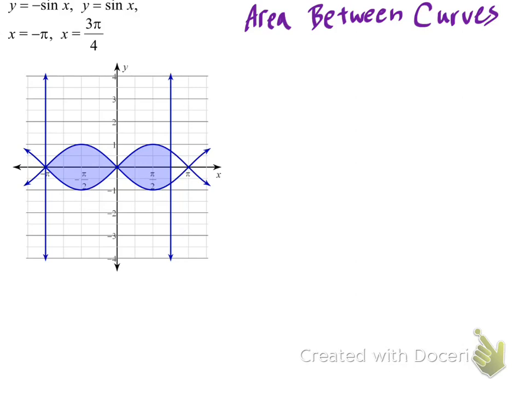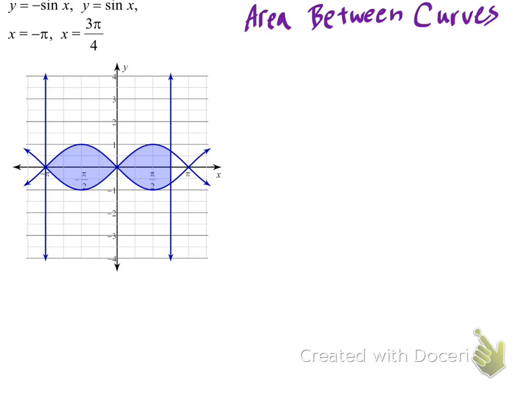Once again, a calculus problem dealing with the area between two curves. So here we have a pair of trigonometric functions. Those are our boundary functions here. And we have an arbitrary right bound of 3 pi over 4 and a sensible left bound of negative pi. And we're looking for the area of the shaded region.